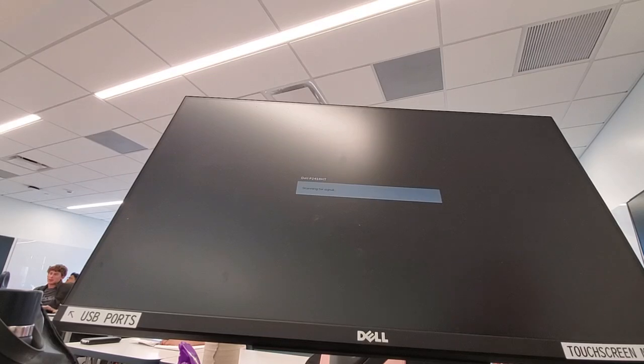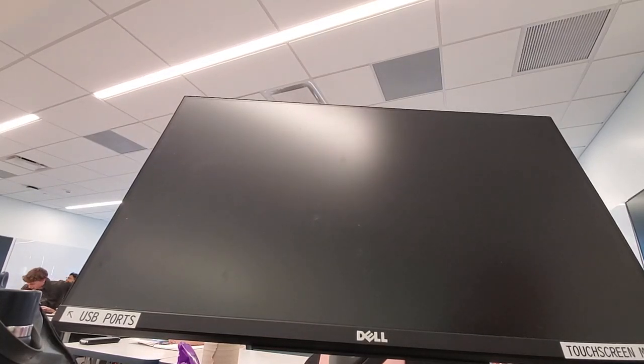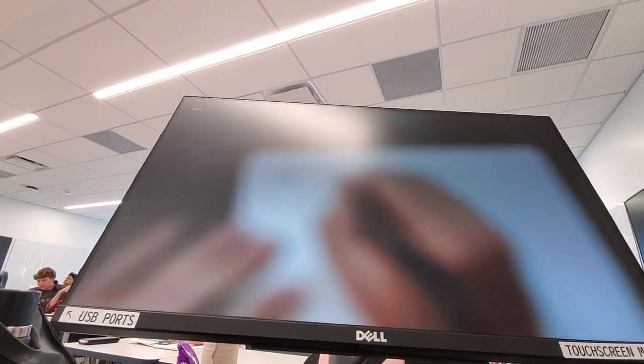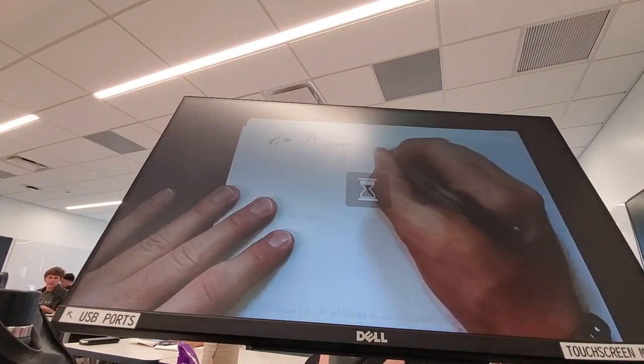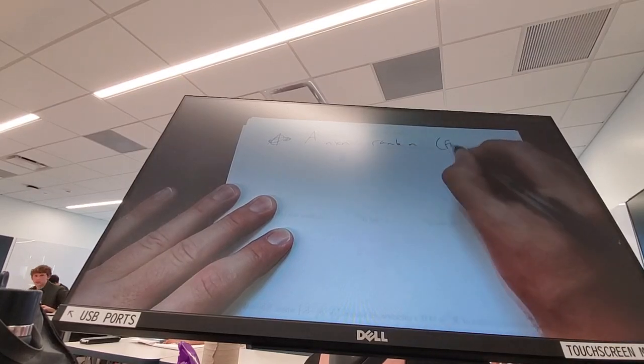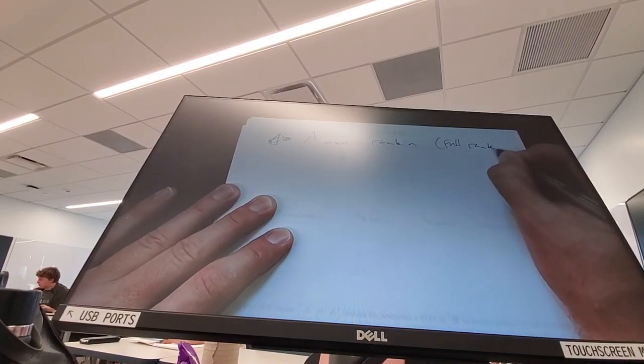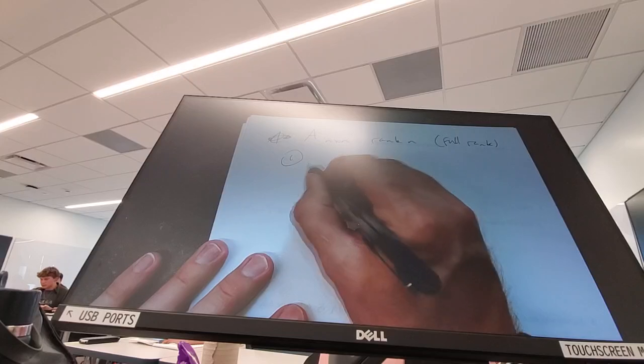So if I've got A, which is n by n, and let's say it's got rank n, so it's got full rank. What do we know? We know that A is invertible.